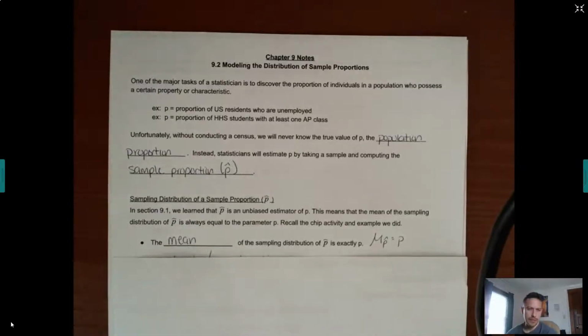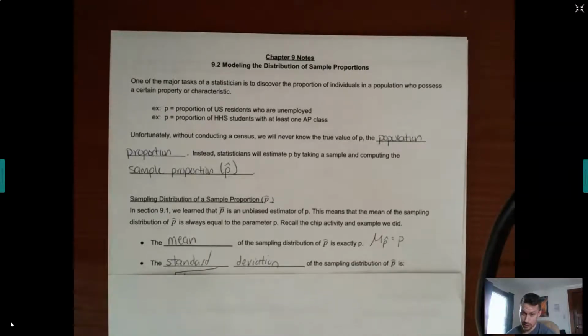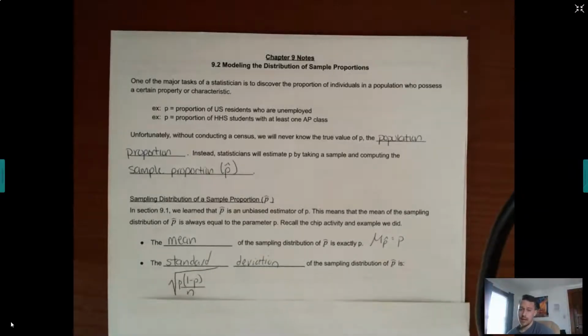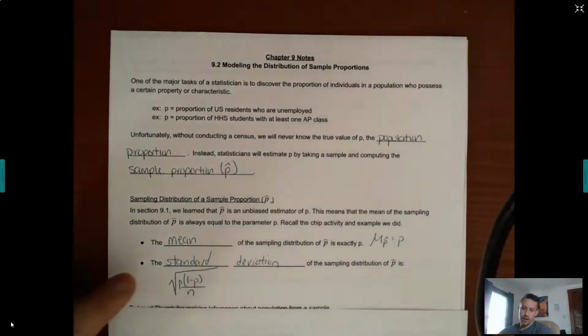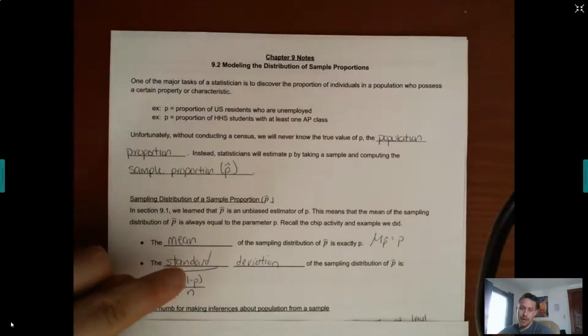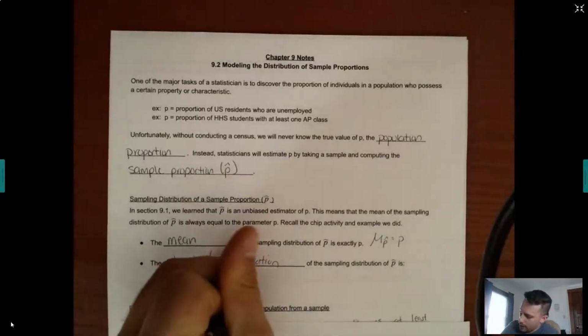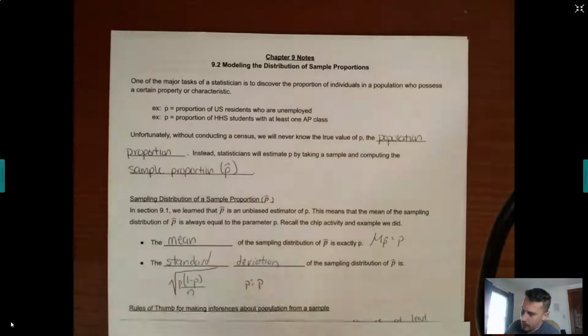We talked about this last time. We didn't go really into standard deviation, so this is new. The standard deviation of the sampling distribution of p-hat is the square root of p times 1 minus p divided by n. So as a reminder, what does p represent? P represents population proportion.